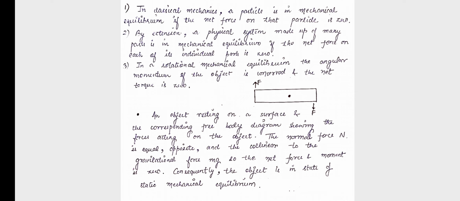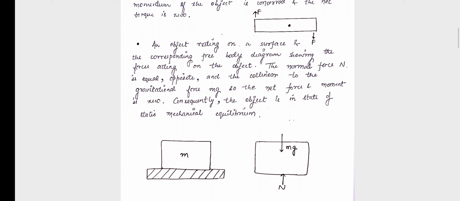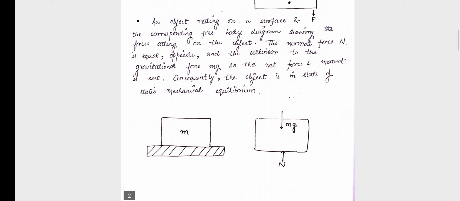Now let's take an example. An object resting on a surface, as you can see in the figure: the normal force N is equal, opposite and collinear to the gravitational force mg, so that the net force and moment is zero. Consequently, the object is in a state of static mechanical equilibrium.